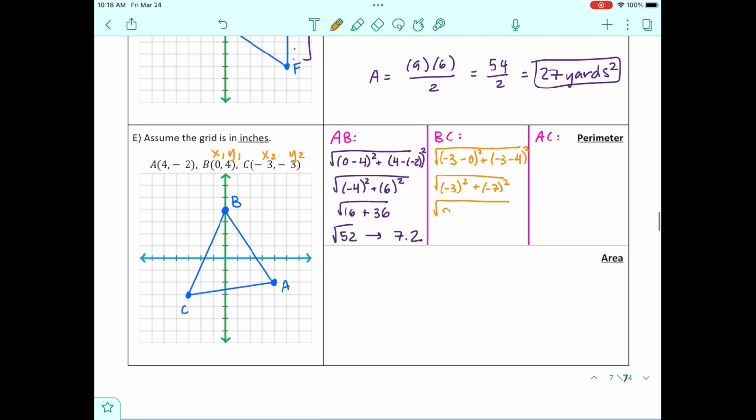Simplify that again. Are we feeling better with the distance formula? Hopefully we are. The square root of 9 plus 49. Remember, even if you have a negative in the distance formula, when you square a negative, it turns positive. So I'm going to have the square root of 58, which gives me what, a decimal?